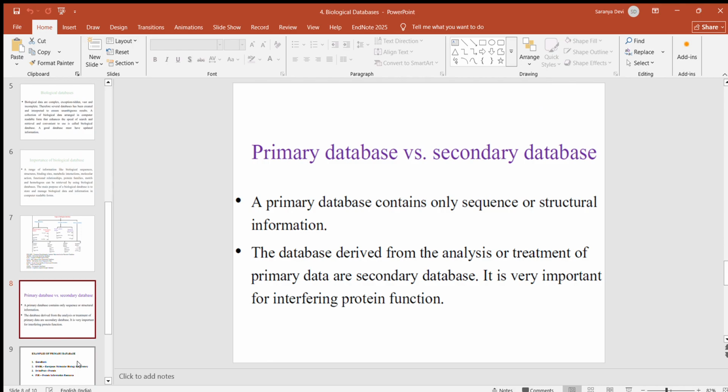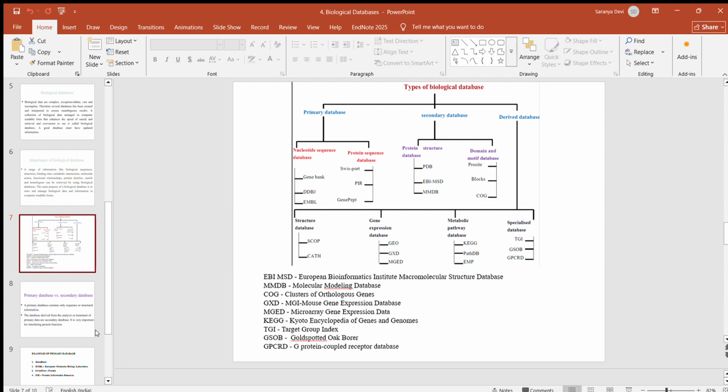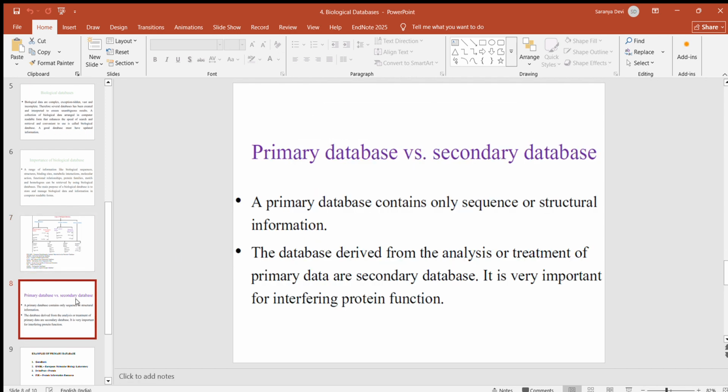Let's see what the primary and secondary databases are. We already saw the image, right? The primary database contains only sequence or structural information. The database which is derived from the analysis of primary databases is called a secondary database. It is a mother database. The database derived from the primary database is called a secondary database. It is very important for interpreting protein function. In the primary database we study only sequence and structural information, but the secondary database is important for studying protein function.